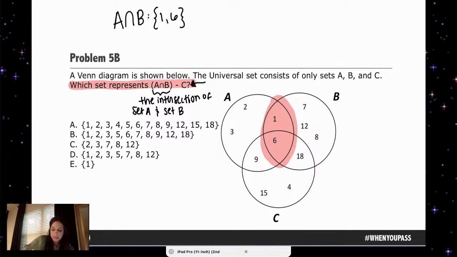Which element is in C? Six. So what am I left with? Just 1. So we were on a roll. We were doing so well connected, and then it disappeared. So in this case, our answer is just going to be 1. It's not going to be anything else.